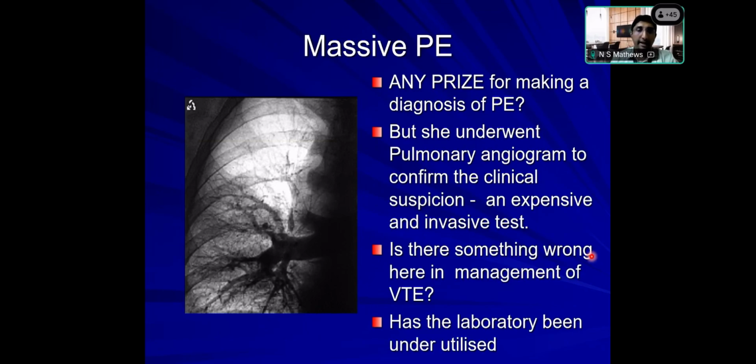Now, this is our case, the pulmonary angiogram. So there are no prizes for the diagnosis here. This is a massive pulmonary embolism. So she underwent the pulmonary angiogram to confirm the clinical suspicion. Now we know that this is a very expensive and invasive test.